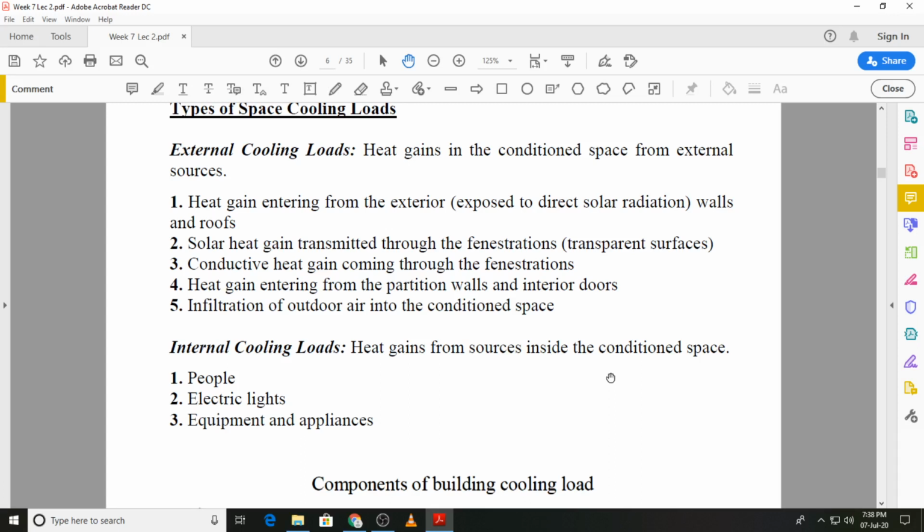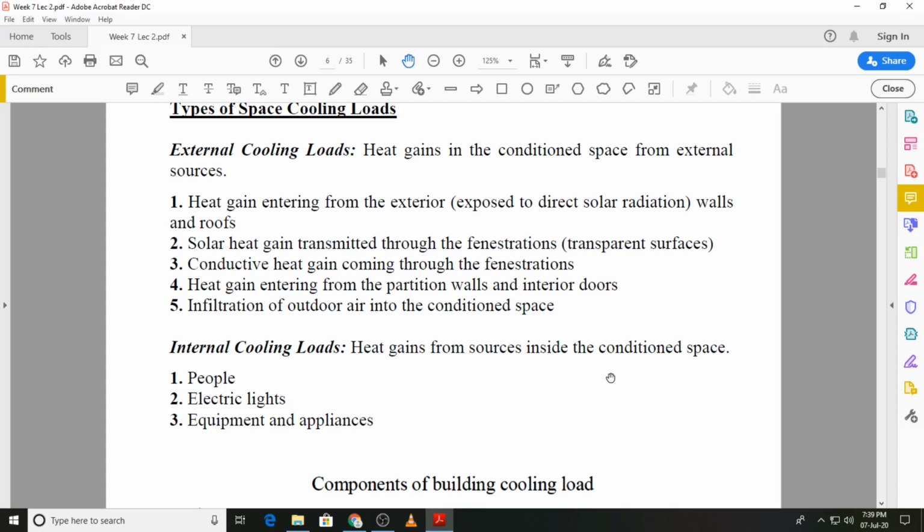People are a source of both latent and sensible load, because we are exchanging heat with the environment by convection and by radiation. Then moisture also is being evaporated from the skin of a person, and when you breathe out, the breath also contains water vapor, so that leads to both a sensible and latent load. Electric lights will cause a sensible load, and equipment and appliances can have a sensible load, and in some cases a sensible as well as latent load. For example, if you have a steam generating machine, that will cause both a sensible and latent load.